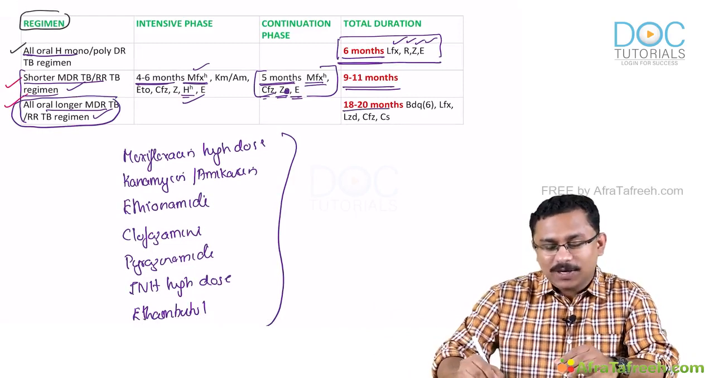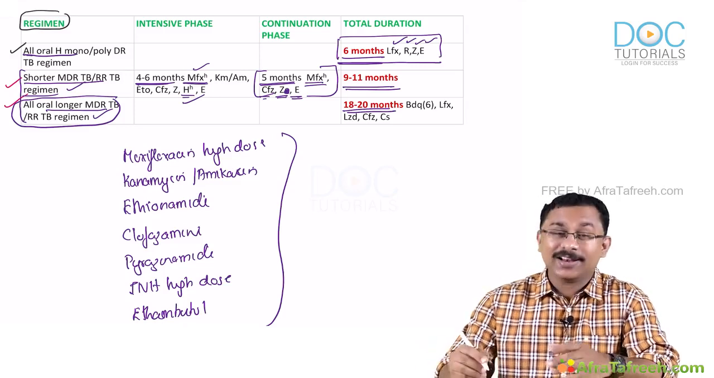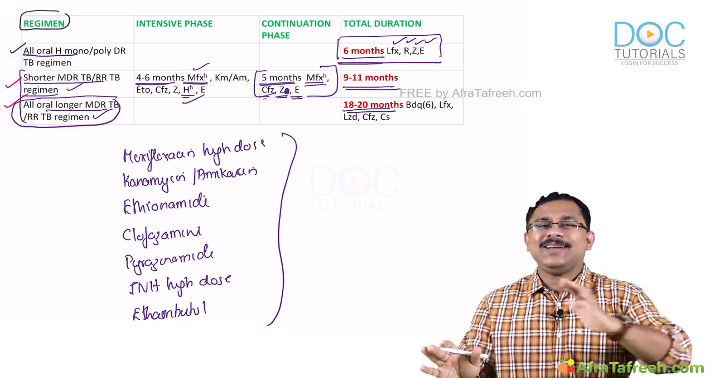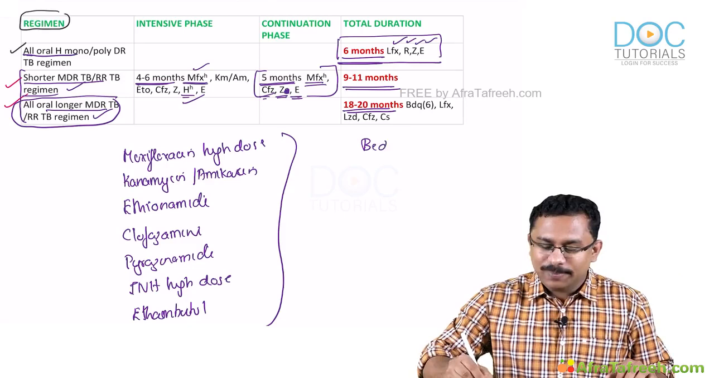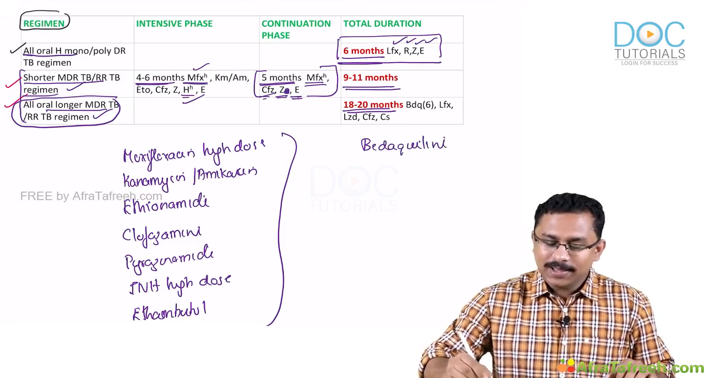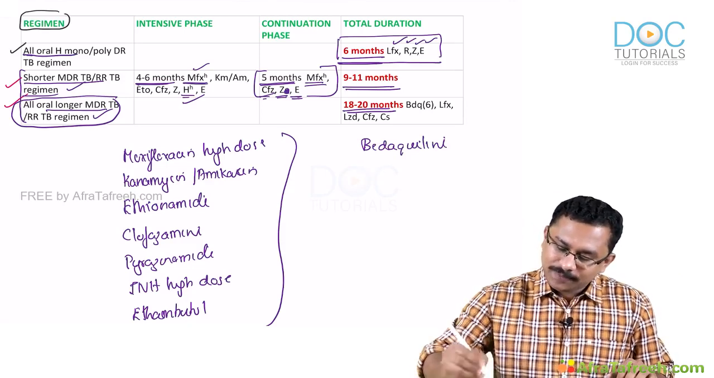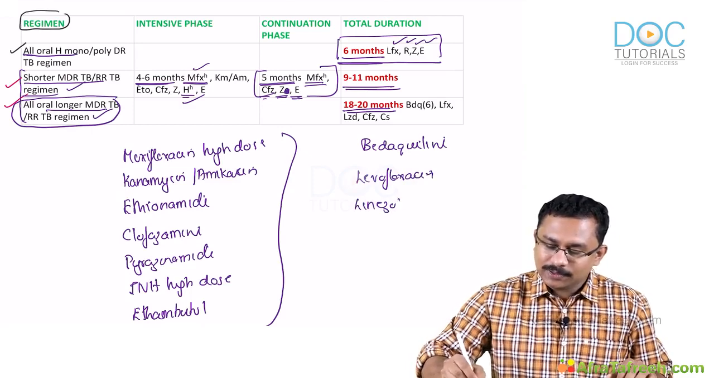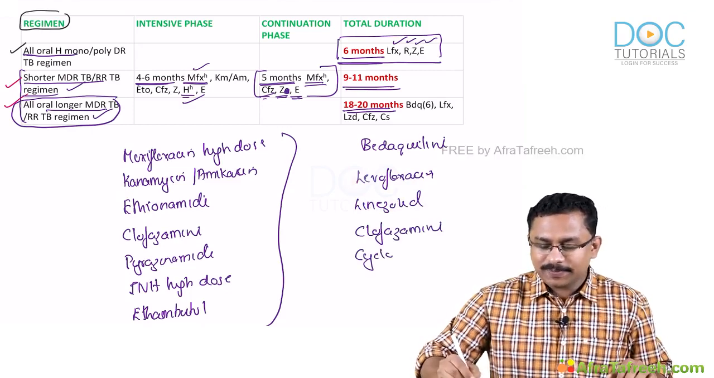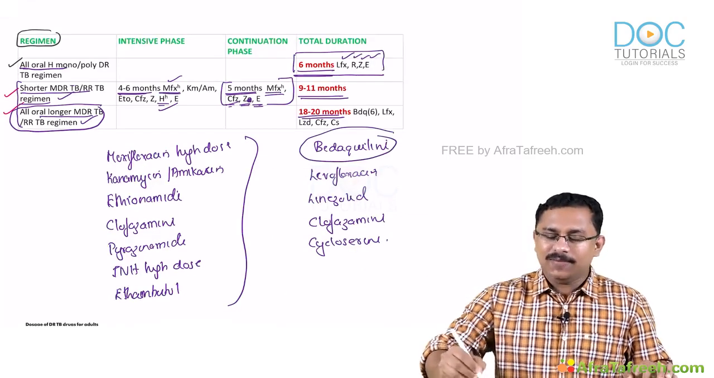Longer means the duration is longer, for around 18 to 20 months. And the agents that are used in that longer regimen, remember the longer regimen does not have an intensive phase and continuation phase. The agents are, you can have your bedaquiline, levofloxacin, then you have your linezolid, clofazimine, and cycloserine.